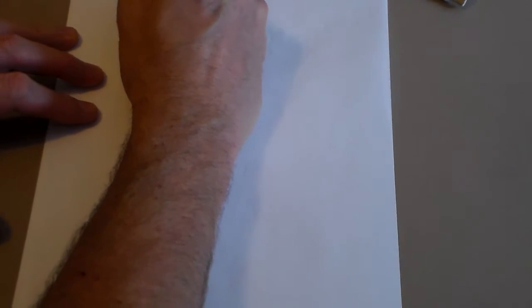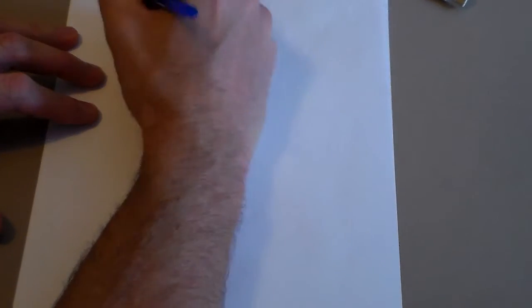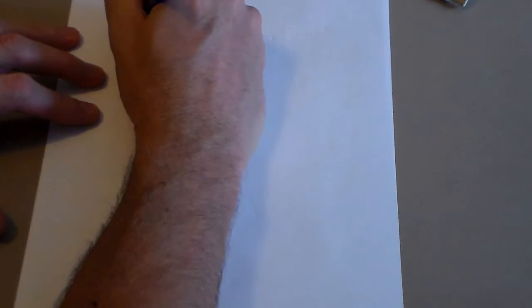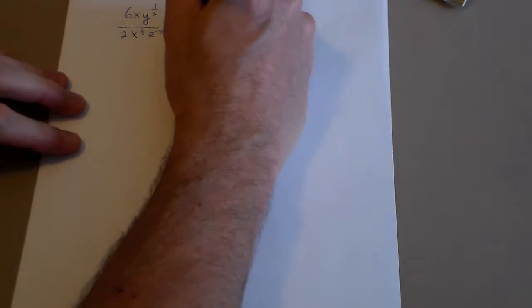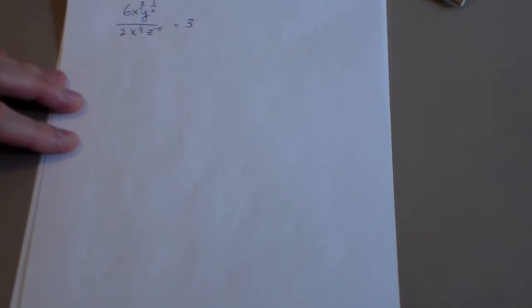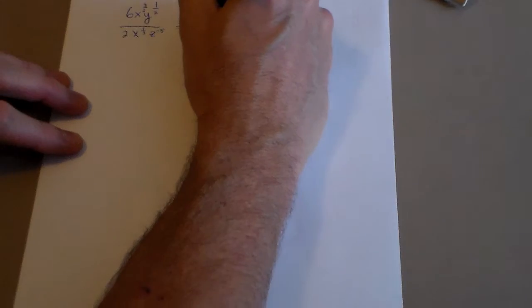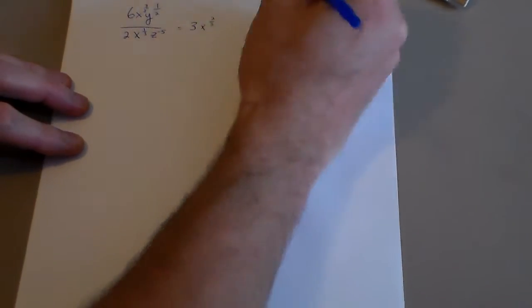Another one to look at: 6xy to the 1/2 divided by 2x to the 1/3 z to the -5. They want us to simplify this. Well, let's do our numbers first. 6 divided by 2 is 3. And then here my x's, I'm going to make this a 3 over 3. So when I have x to the 3 over 3 divided by x to the 1 over 3, that's going to be x to the 2/3.